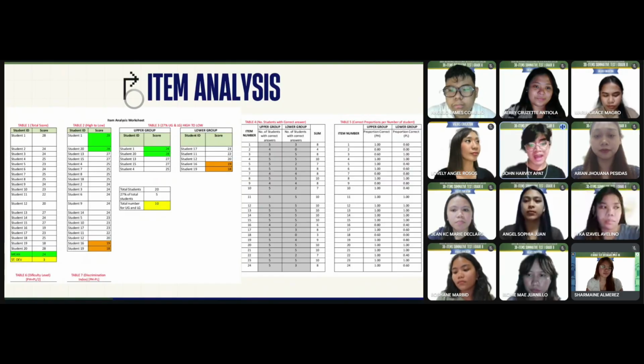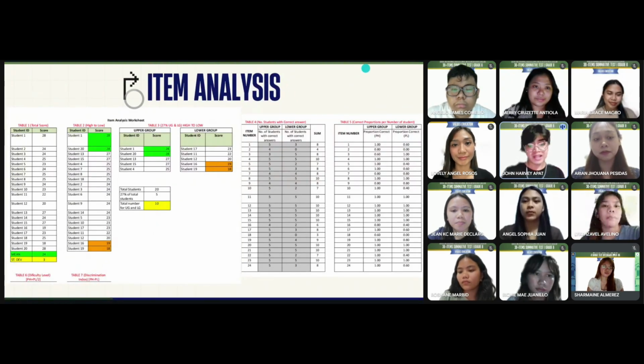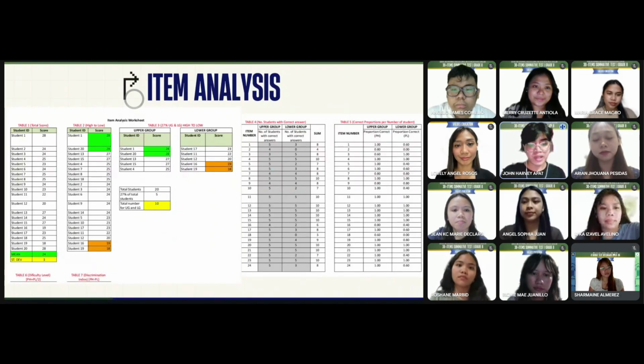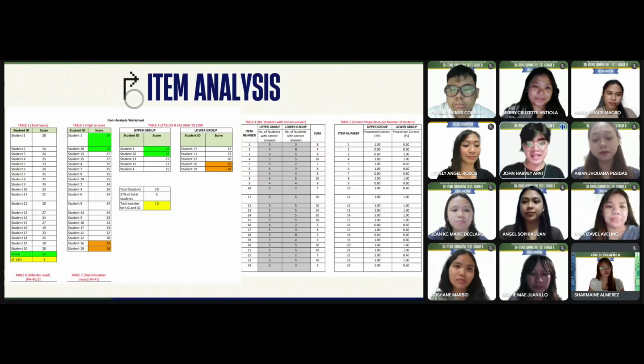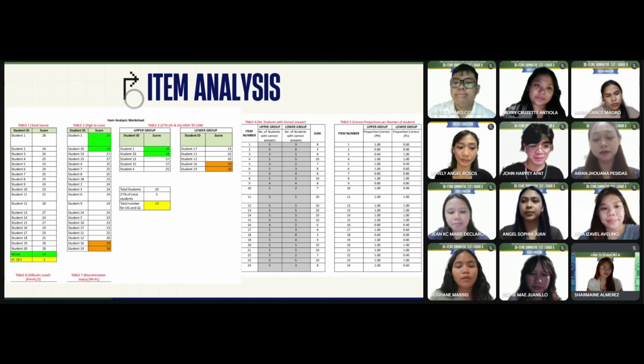A few items like item 2 performed well because the upper group, which had four correct answers, outperformed the lower group, which had zero correct answers, giving it a strong discrimination index of 0.40. However, items such as 3 and 29 showed negative discrimination, where lower performing students scored higher than the upper group, indicating the items are flawed and should be discarded. Overall, the test needs revision to improve the item quality and better differentiate the graded learners.